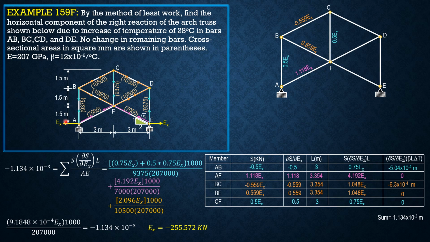So solving for EX, it is negative 255.572, so opposite to this direction, therefore EX is to the right, 255.572 kilonewtons to the right. So that's the value of EX.